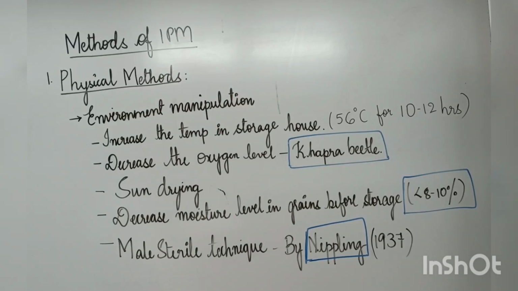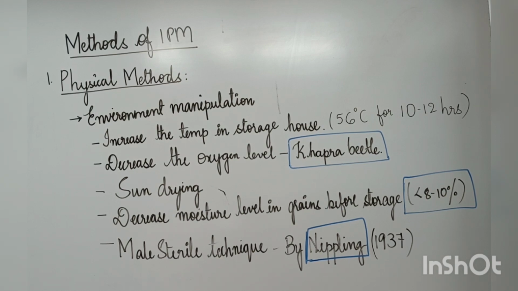So the next topic is methods of integrated pest management, and the first method is physical methods. In the physical method, environmental manipulation takes place. In environmental manipulation, there is an increase in the temperature of storage houses, that is 56 degrees for 10 to 12 hours. And next is the decrease in the oxygen level, as the capra beetle needs more oxygen for survival. So to avoid the infestation of capra beetle, we should decrease the oxygen level.